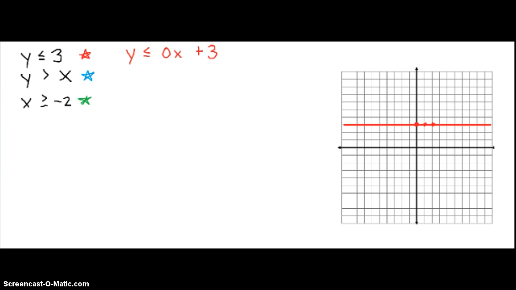So then our second equation, we have y is greater than x. It's going to be a dashed line because it does not include the equal to. We could also think of this one as y is greater than 1x plus 0. So therefore we'd have a y-intercept at 0. We're going to go up 1 over 1. We'll go up 1 over 1. So then we put our line connecting those 3 points.